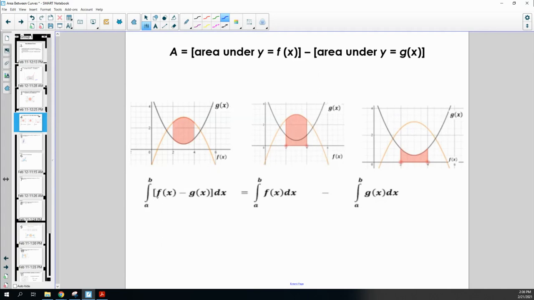So the integral from a to b of f of x minus g of x is just the integral from a to b of the f of x function minus the g of x function. So we always want to think of it as top function minus bottom function. So it might not always be that f is your top function. It's just whatever the top function is minus the bottom function.